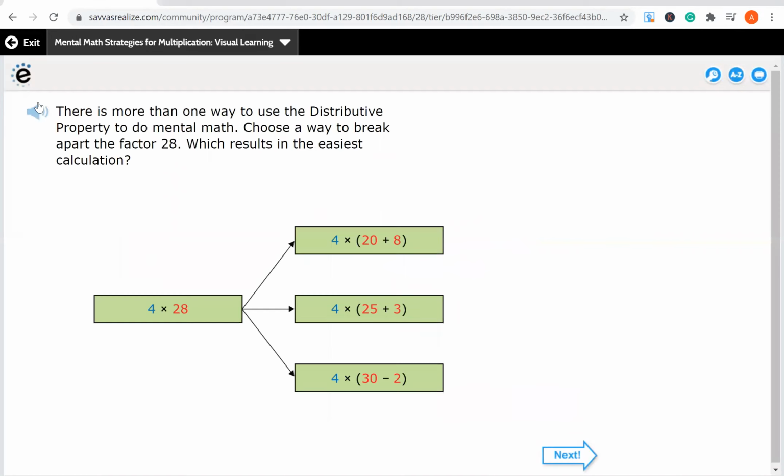Let's try this. There is more than one way to use the distributive property to do mental math. Choose a way to break apart the factor 28, which results in the easiest calculation. So 4 times 28 is 4 times 20 plus 8, or 4 times 25 plus 3, or 4 times 30 minus 2, because 20 plus 8 equals 28, 25 plus 3 equals 28, 30 minus 2 equals 28. So what do you think, which one is the easiest?